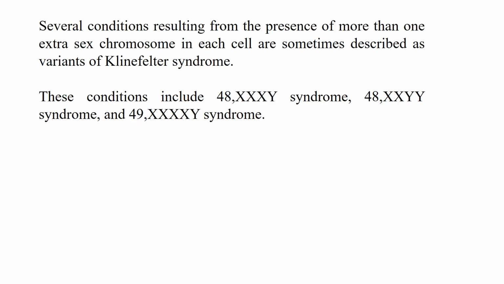Variants of the Klinefelter syndrome. Several conditions resulting from the presence of more than one extra sex chromosome in each cell are sometimes described as variants of Klinefelter syndrome. When there are more than one X chromosome, it may be the 2X extra, the 2Y extra, or the 3X extra chromosome. This type of Klinefelter syndrome is called variants of Klinefelter syndrome.